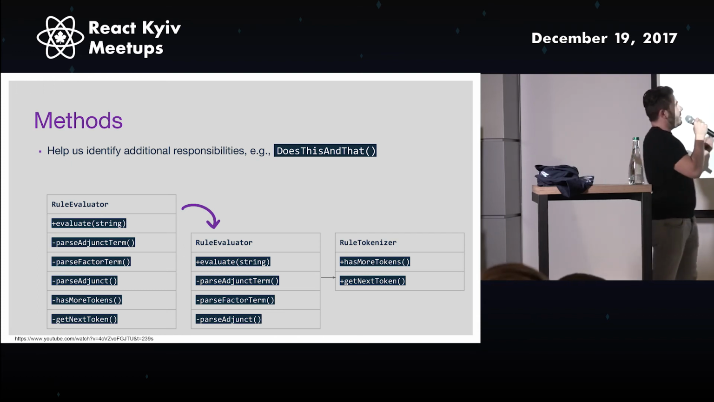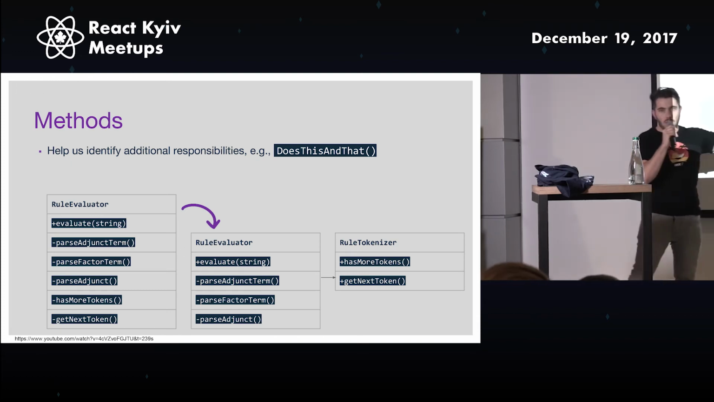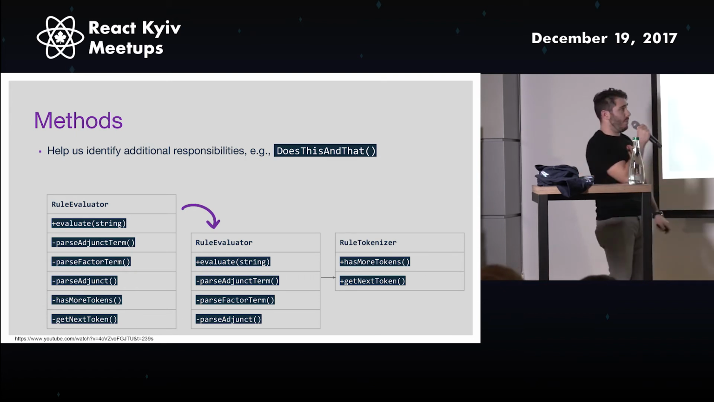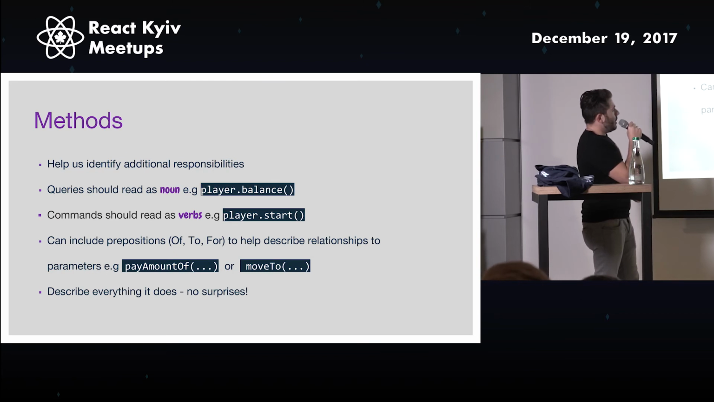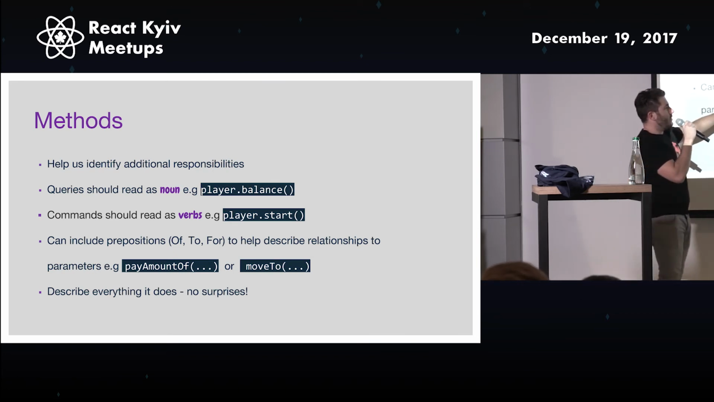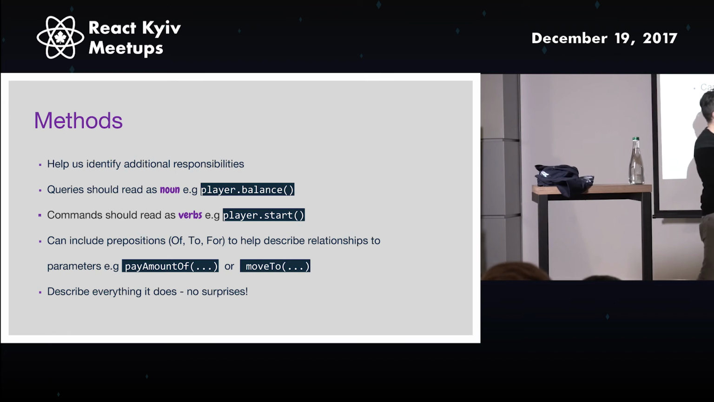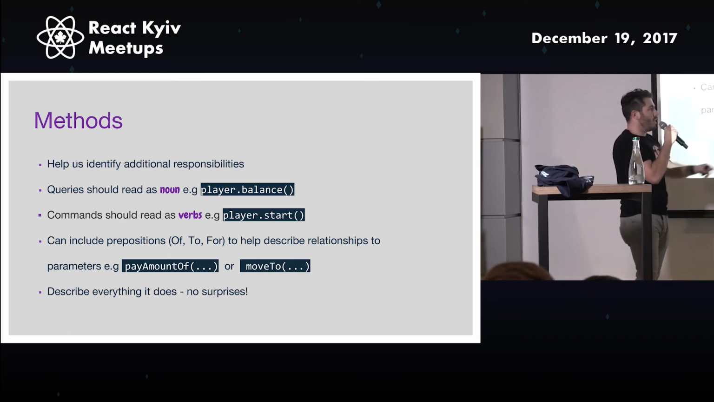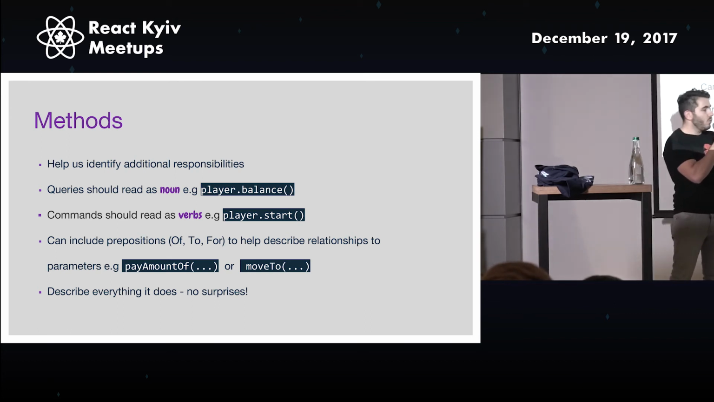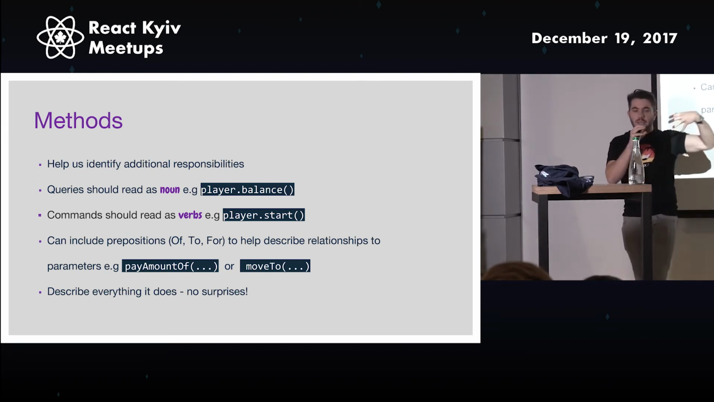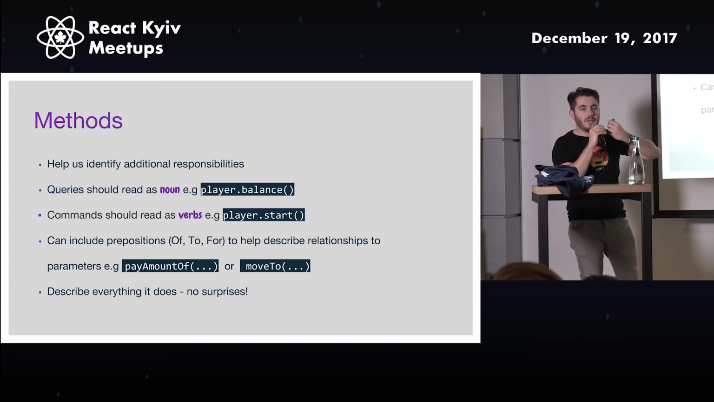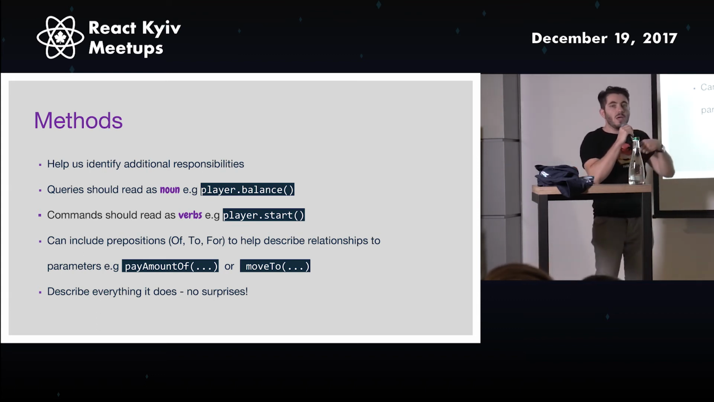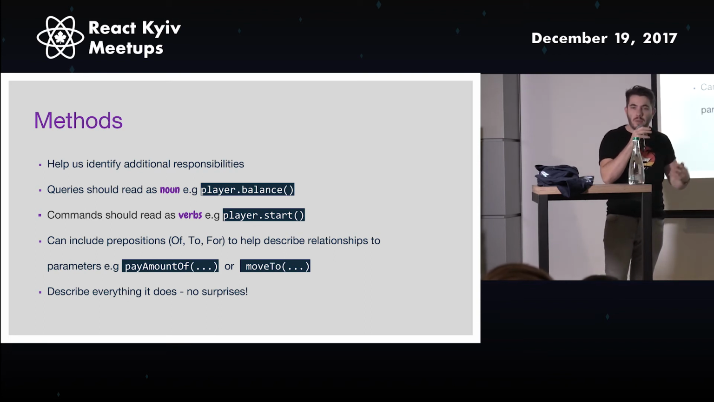Commands basically should be verbs. Again, we've seen examples of that. It's great practice to include prepositions like "of" to help describe the relation between parameters, like payAmountOf, moveTo. It again creates a connection between a name and its arguments. Especially in JavaScript, it's very valuable to tell the user of the API that they are expected to provide parameters.